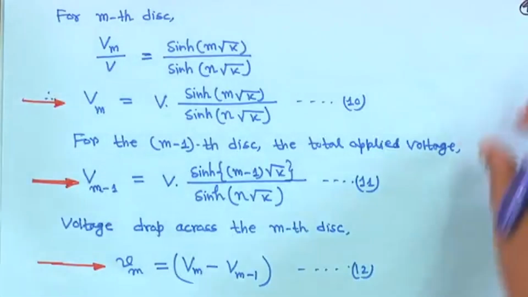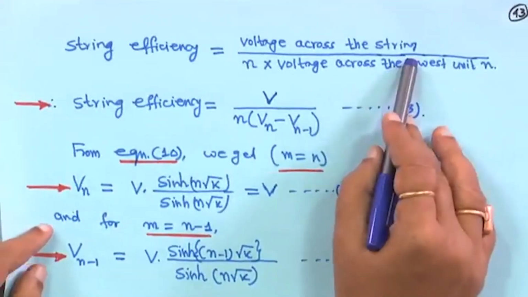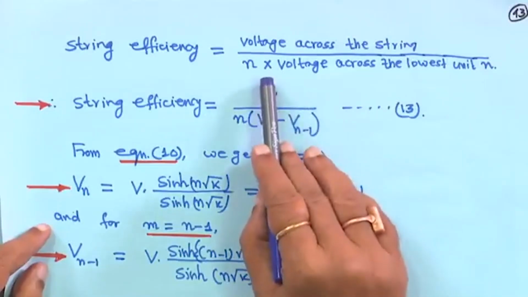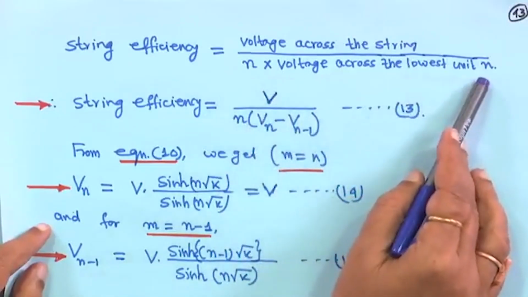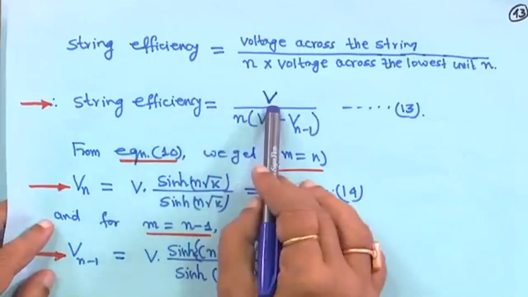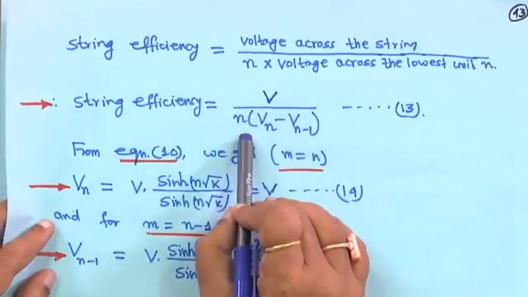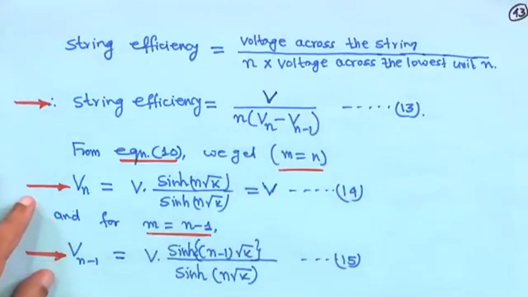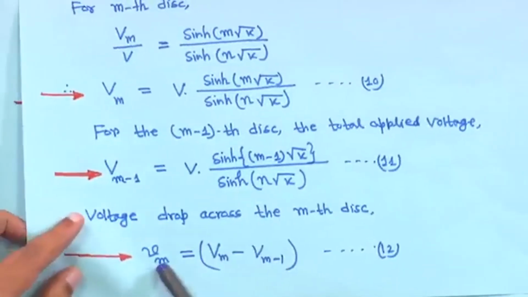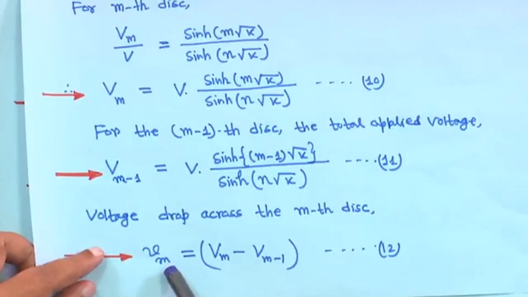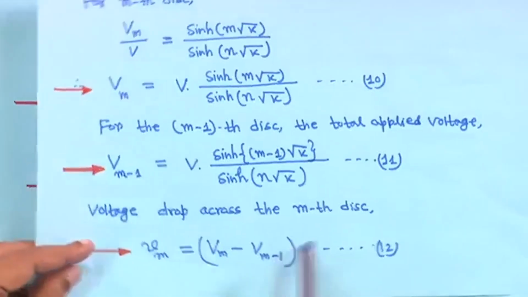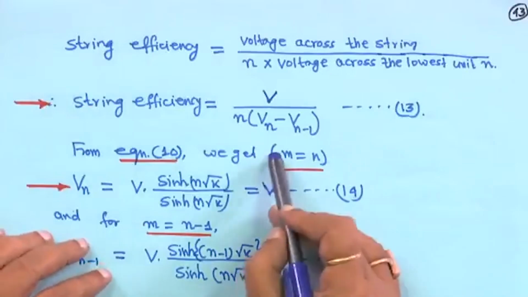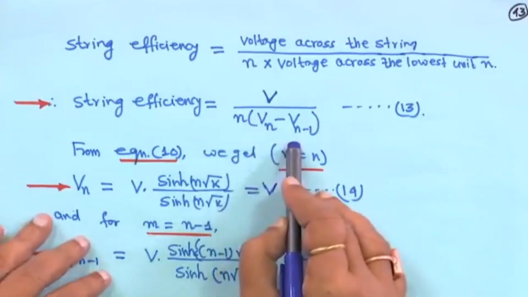So, now in this case the string efficiency is equal to the voltage across the string divided by n into the voltage across the lowest unit, n. The total voltage is V, and the lowest voltage unit is n, so the voltage across it will be Vn minus Vn minus 1, which means the same thing. If you replace m by n, that is, m is equal to n, the nth disk, the last one, then Vn will be equal to Vn minus 1. So that is why it is written that string efficiency is V upon n into Vn minus 1.